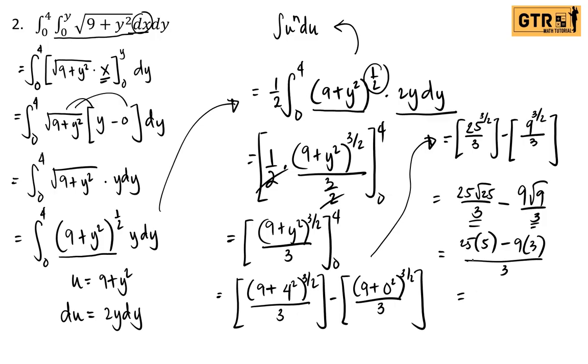So just multiply this, 25 times 5, that is equal to 125, minus 9 times 3, so that is 27, over 3. So therefore, the final answer, 125 minus 27 is 98 over 3. So this is the final answer, 98 over 3.